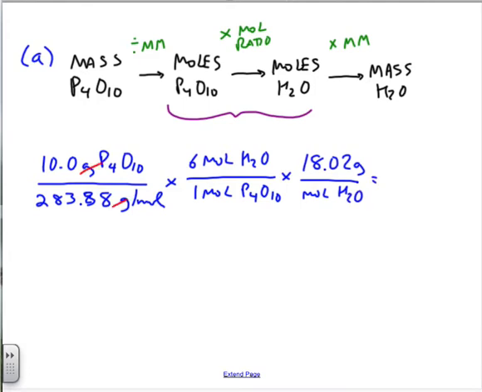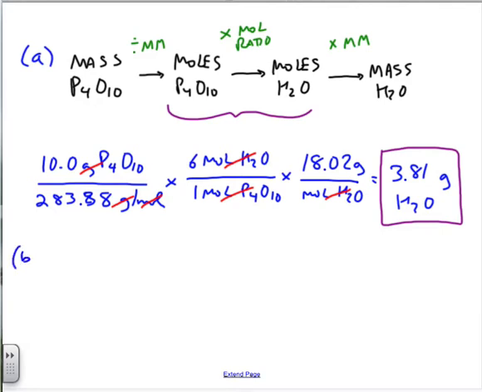Grams of P4O10 cancel. Moles of P4O10 cancel. Moles of water cancel. And I'm left with 3.81 grams of water. So for every 10.0 grams of P4O10 in this reaction, I need 3.81 grams of water.